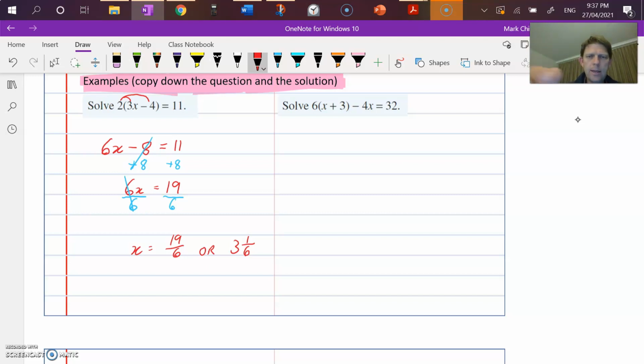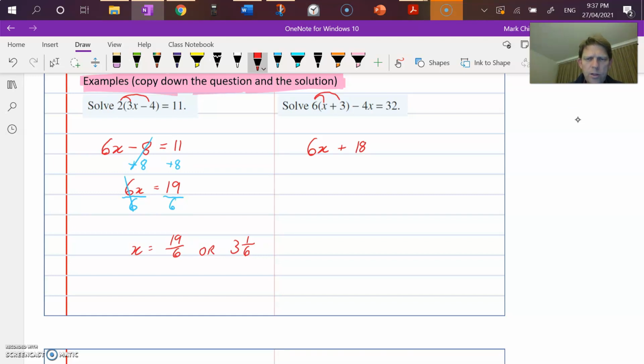Okay, so the last example to go through, we've got 6 outside of x plus 3, minus 4x equals 32. So before we start dealing with anything else, let's just get rid of those brackets. We'll simplify that up. So we're going to multiply that 6 by x and by 3, because there's an assumed multiplication sign between that 6 and those brackets. So 6 lots of x would be 6x. 6 lots of 3 would be 18. And it's going to be positive because all the numbers there are positive.